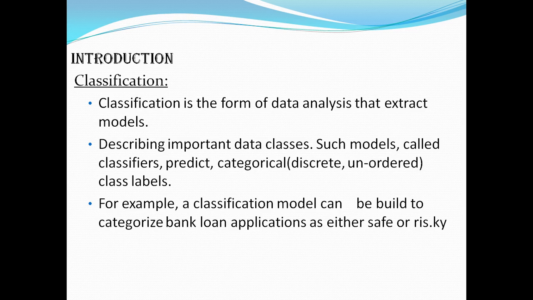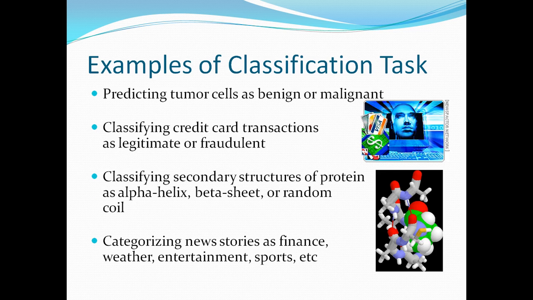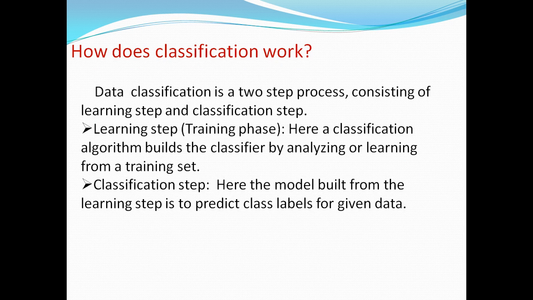So let me introduce by saying what is a classification. A classification is a form of data analysis that extracts models. Say when you go to a bank, the bank manager classifies your bank loan applications as either safe or risky, and then he allocates you loan based on the previous data analysis that he gets from the previous customers. Examples of other classification tasks can be predicting tumor cells as benign or malignant, classifying credit card transactions, classifying secondary structures of protein, classifying news stories, and etc.